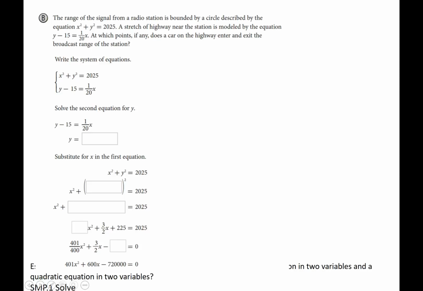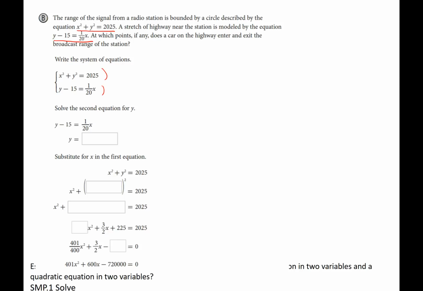Okay. So the range of the signal from a radio station is bounded by a circle described by this equation, and a stretch of highway near the station modeled by this equation. At which points, if any, does a car on the highway enter and exit the broadest range of the station? So we've got our two equations.